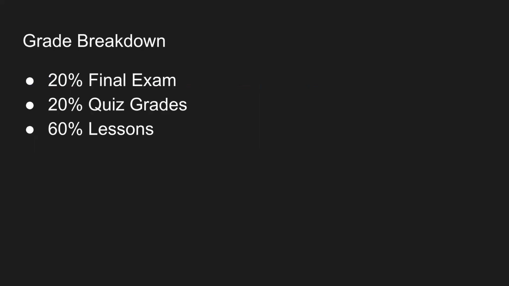For the breakdown of this class, 20% of your grade will be the final exam. 20% will be your grade on the quizzes. And if you've noticed on the schedule, you have 3 quizzes. So the way it works is you just drop the lowest quiz grade, and the other 2 each make up 10% of your grade. And the remaining 60% of the grade will be the lessons. These will be the online assignments that you'll be doing for this course.